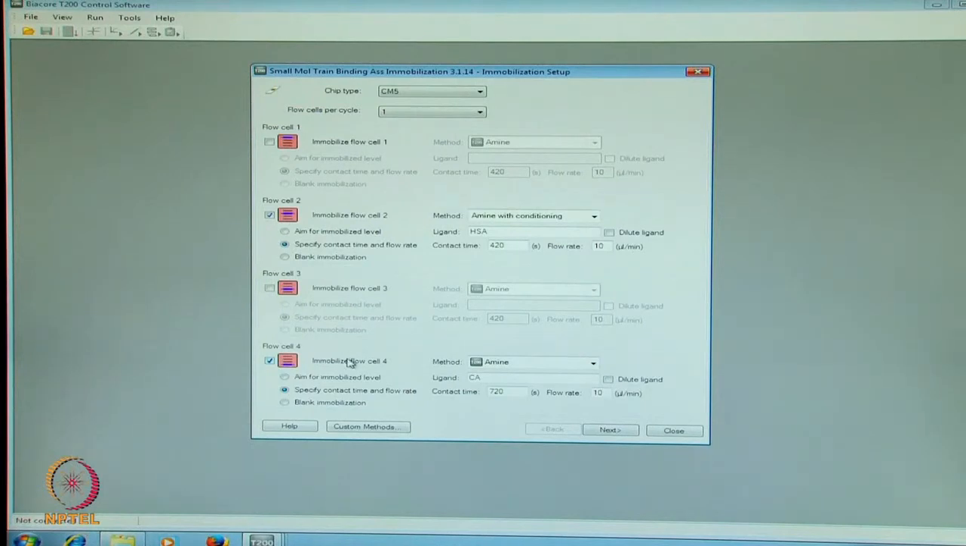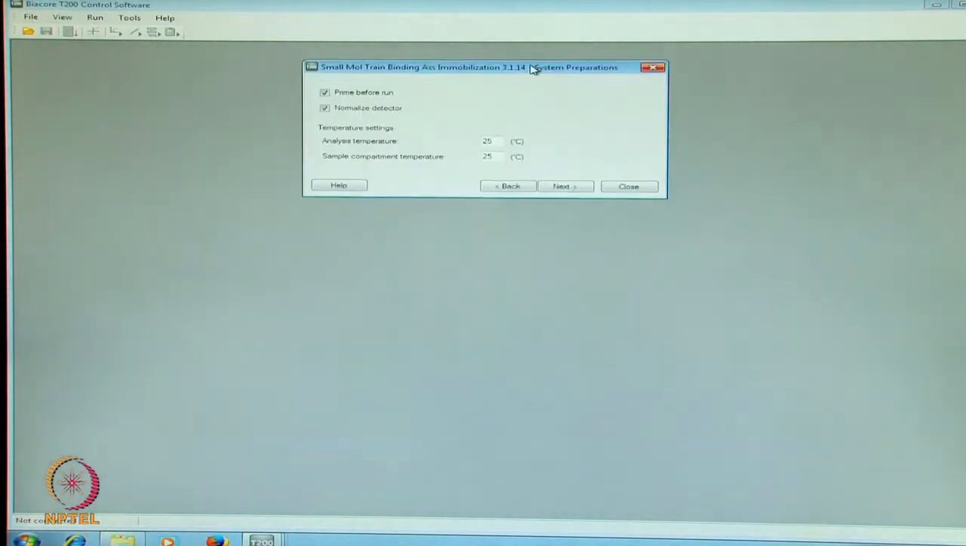On flow channel 4, by amine coupling, we will immobilize carbonic anhydrase, again with a specified contact time of 720 seconds and flow rate of 10 microliter per minute. We now go into the next tab. We will highlight the prime before run and normalize detector, and temperature will be at 25 degrees centigrade.